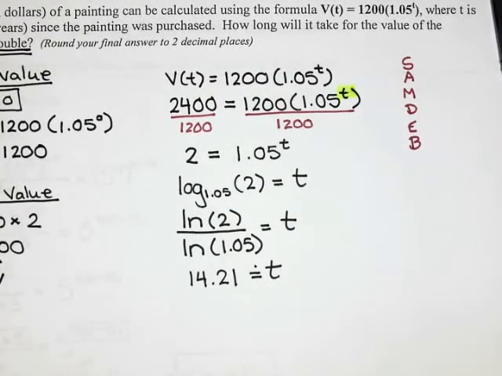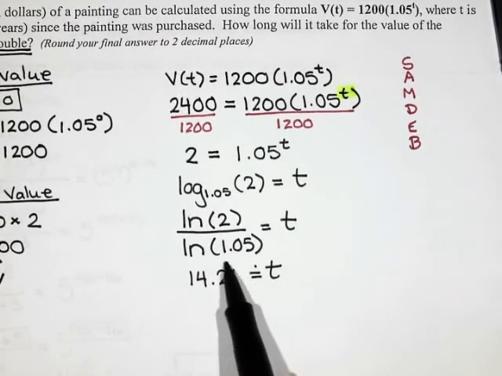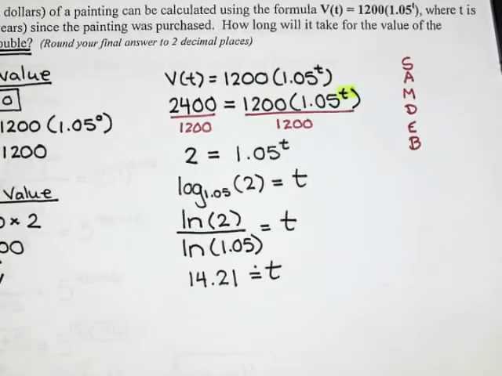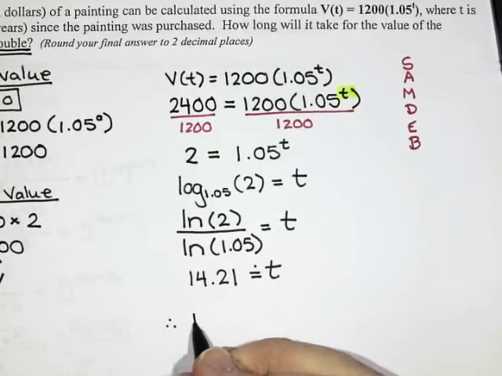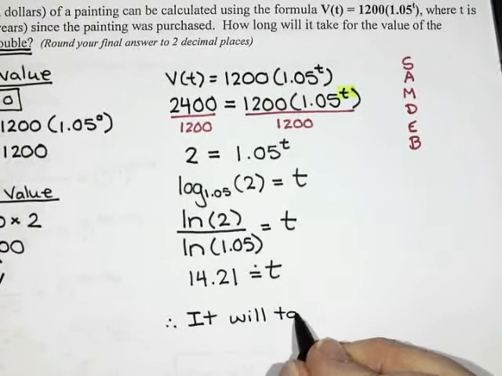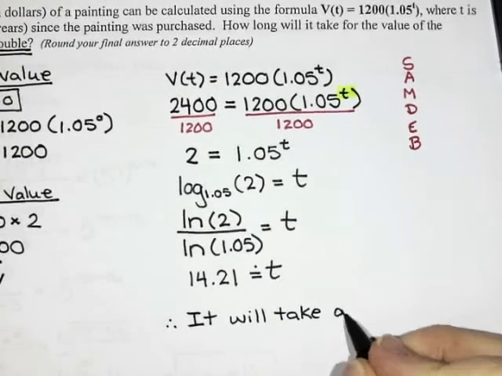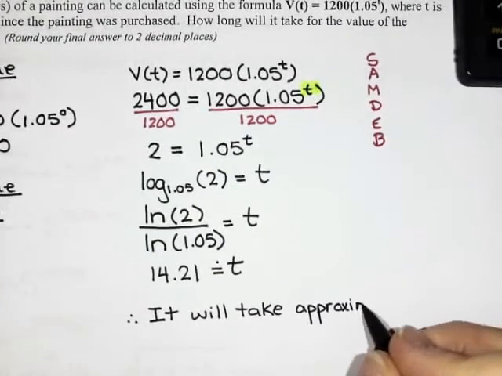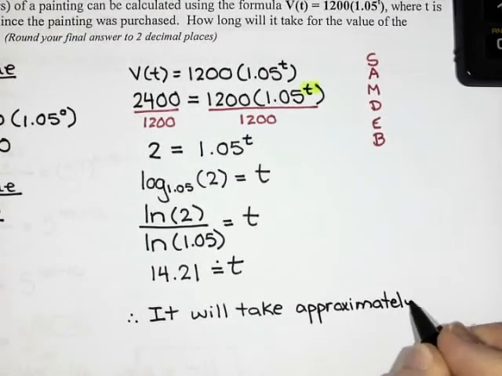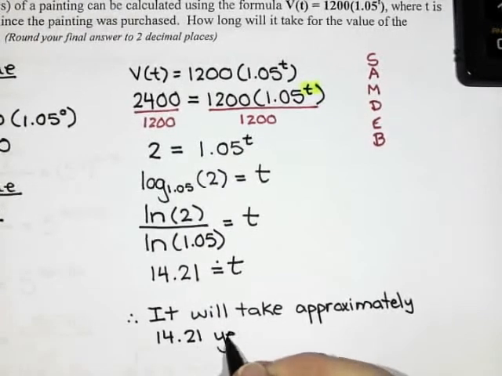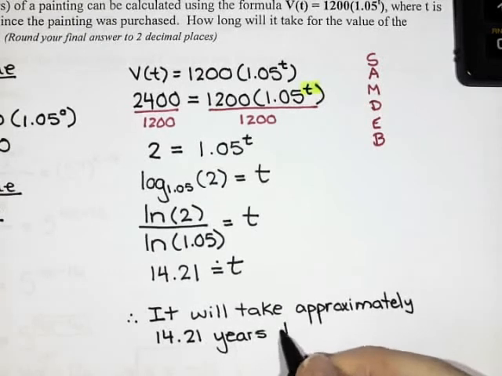So the question was, how long will it take for the value of the painting to double? It will take approximately 14.21 years. So therefore, it will take approximately 14.21 years to double in value.